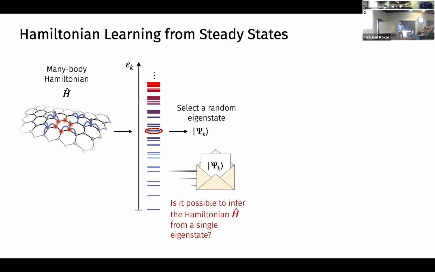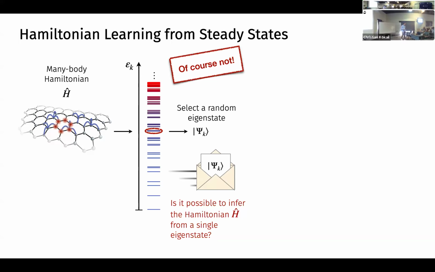Question: can I tell you back which Hamiltonian you diagonalized from having access to a single eigenstate? Who thinks this is possible? Not? Okay. Of course not, right? It's the usual reaction, right?